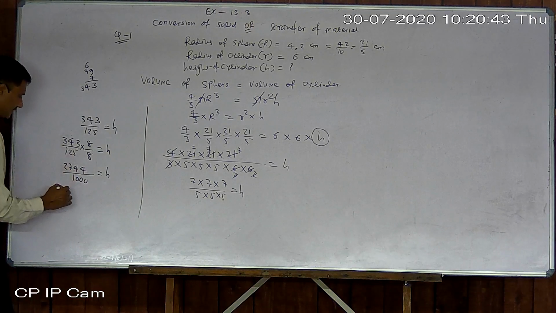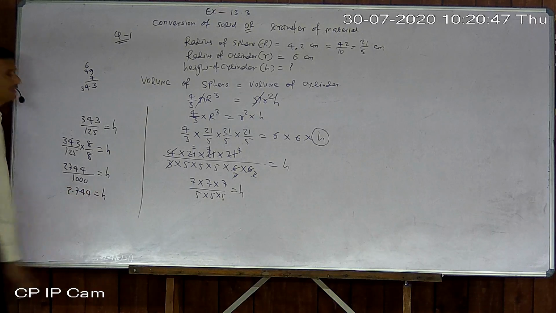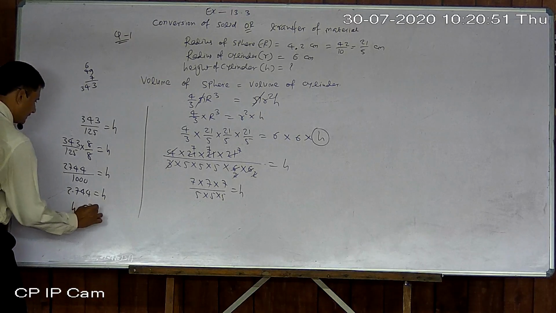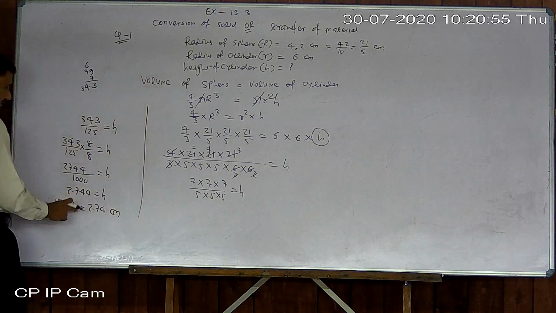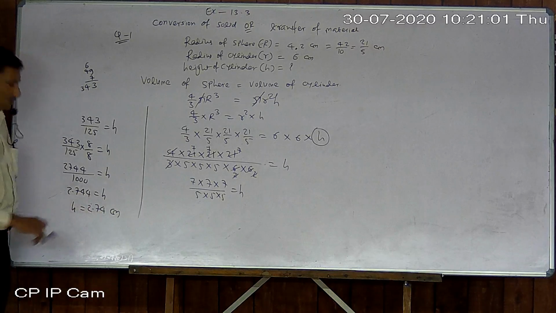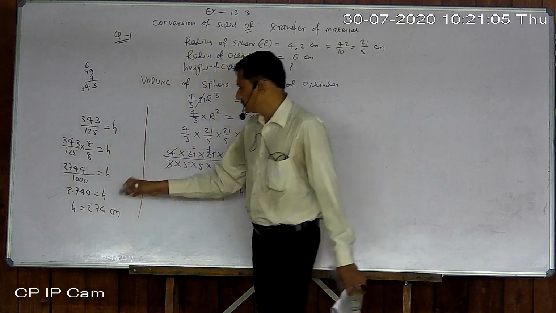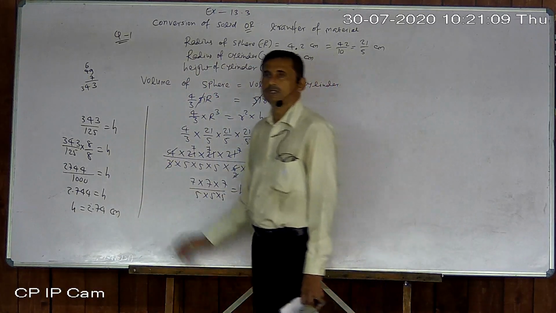Okay. Now you can say it is 2.744 is equal to S. Okay. So S equals 2.74 centimeter, because everything is in centimeter. Now generally we write centimeter up to 2 decimal places only. Okay. The third one is not required. If you want, you can, but not necessary. So I have written S equals 2.74 centimeter.